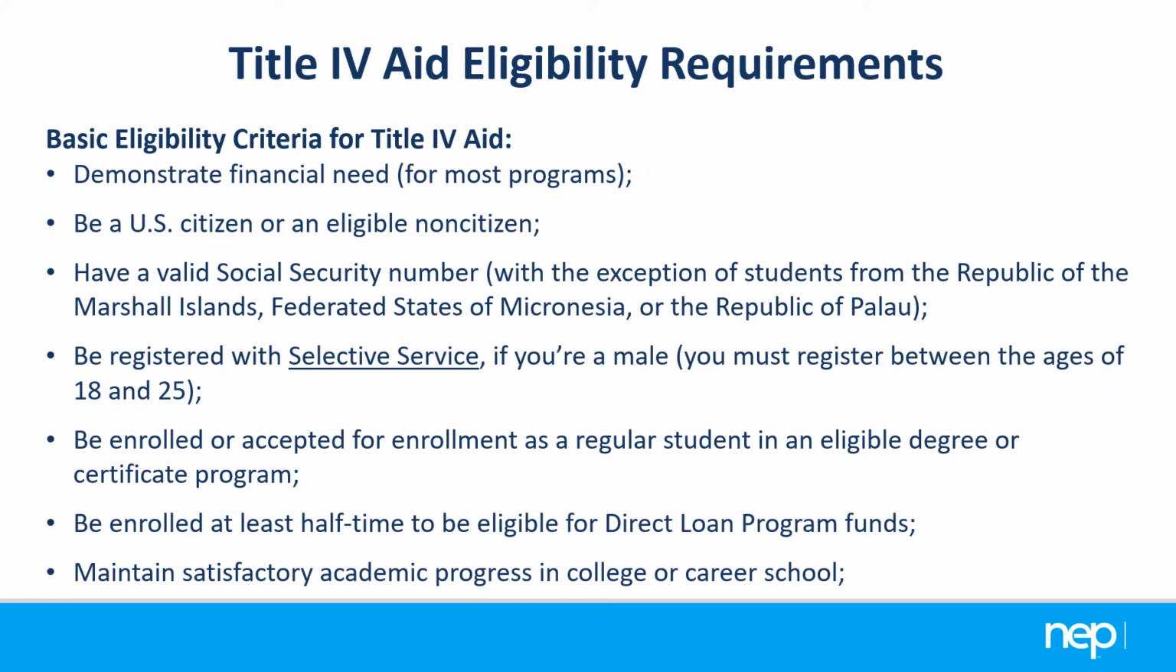Basic eligibility for Title IV aid includes demonstrated financial need, be a U.S. citizen or an eligible non-citizen, have a valid Social Security number, be registered with Selective Service if you're a male, be enrolled or accepted for enrollment as a regular student in an eligible degree or certificate program, be enrolled at least half-time to be eligible for direct loan program funds, maintain satisfactory academic progress.